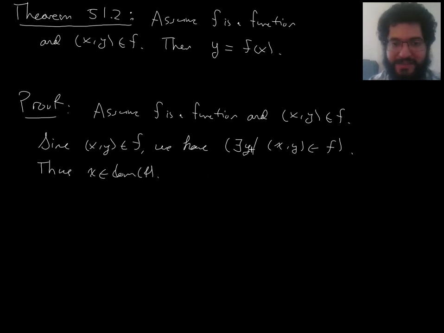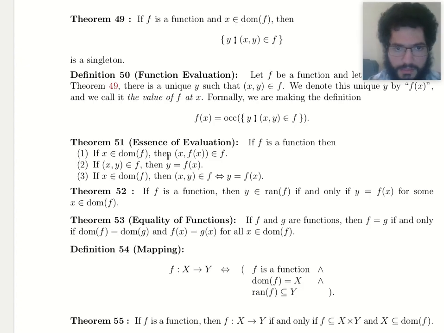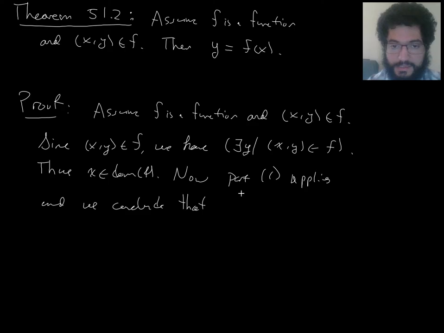Now we have f as a function, and x is in the domain of f. So now part 1 of the theorem applies, and we conclude that the pair x comma f of x is in f.